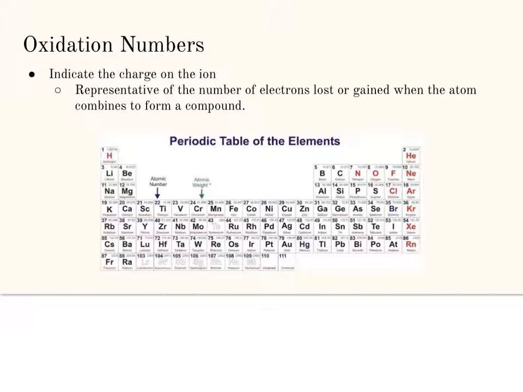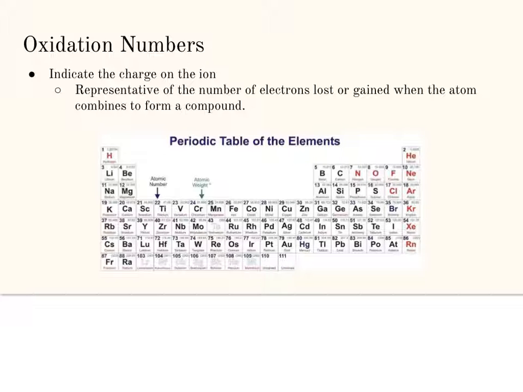Before we get into learning how to write formulas, we first need to talk about what are known as oxidation numbers. Oxidation numbers are the numbers that are used to indicate the charge on an ion. So remember, atoms become ions by gaining or losing electrons. The oxidation number for an atom is just the charge of that. It can be both positive or negative, and it is representative of the number of electrons lost or gained when the atom combines to form a compound.